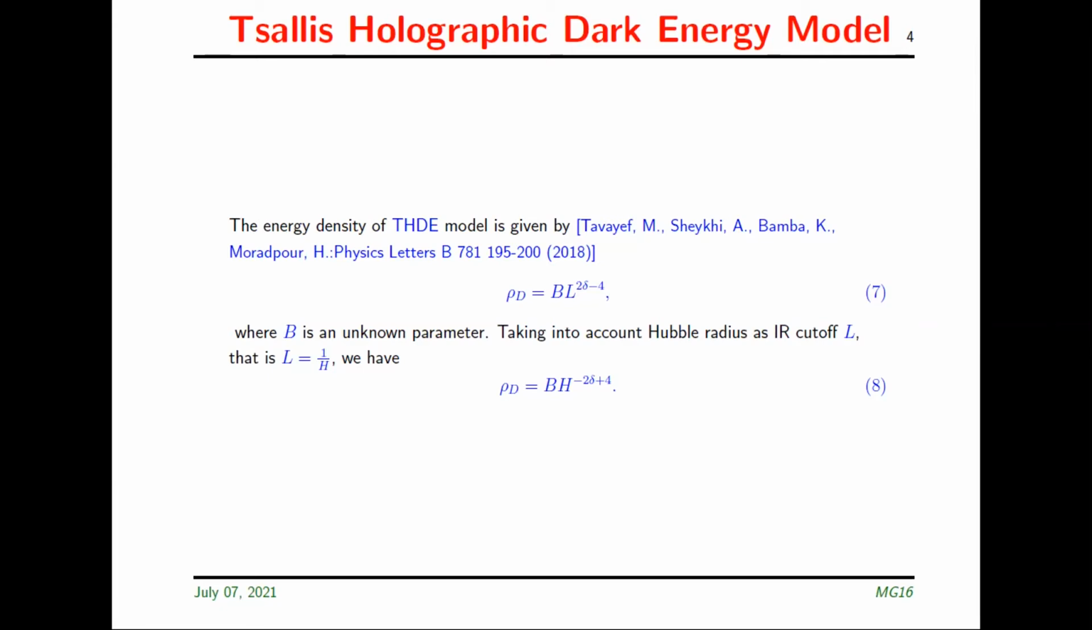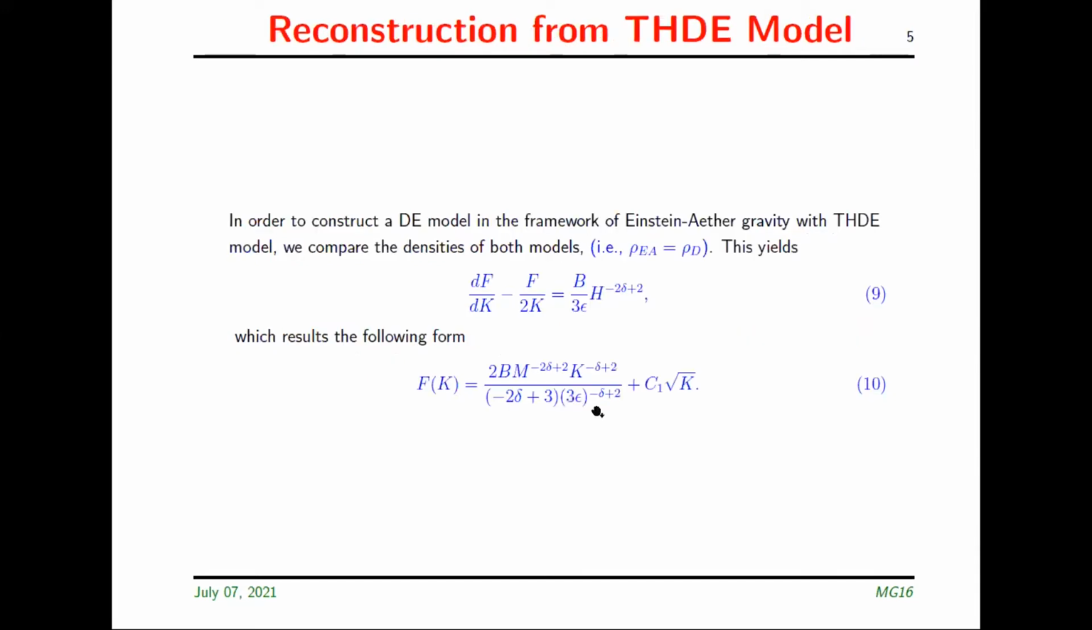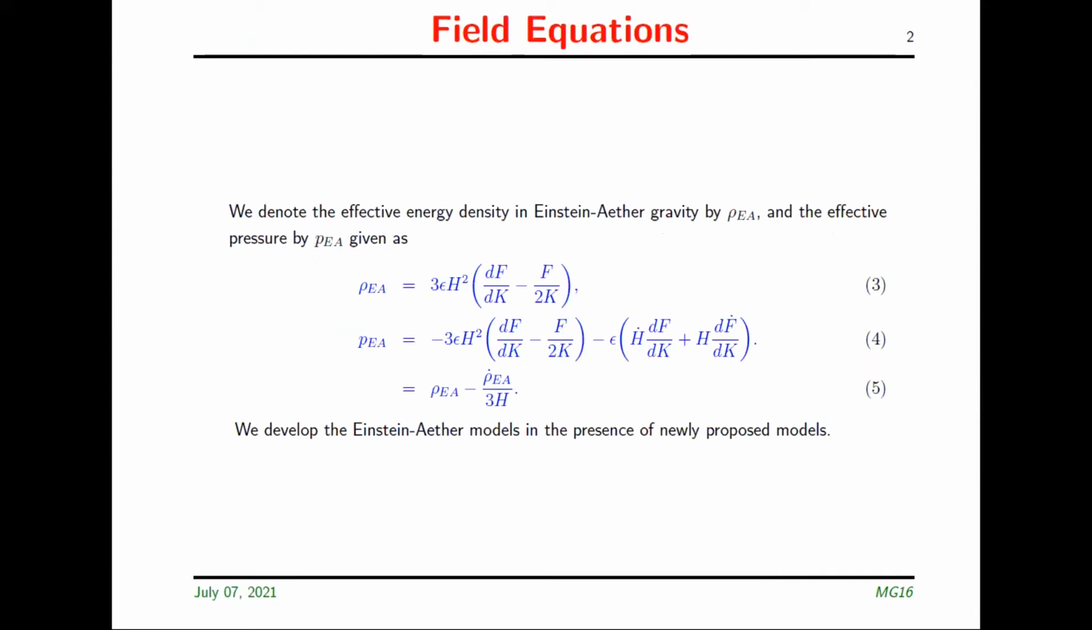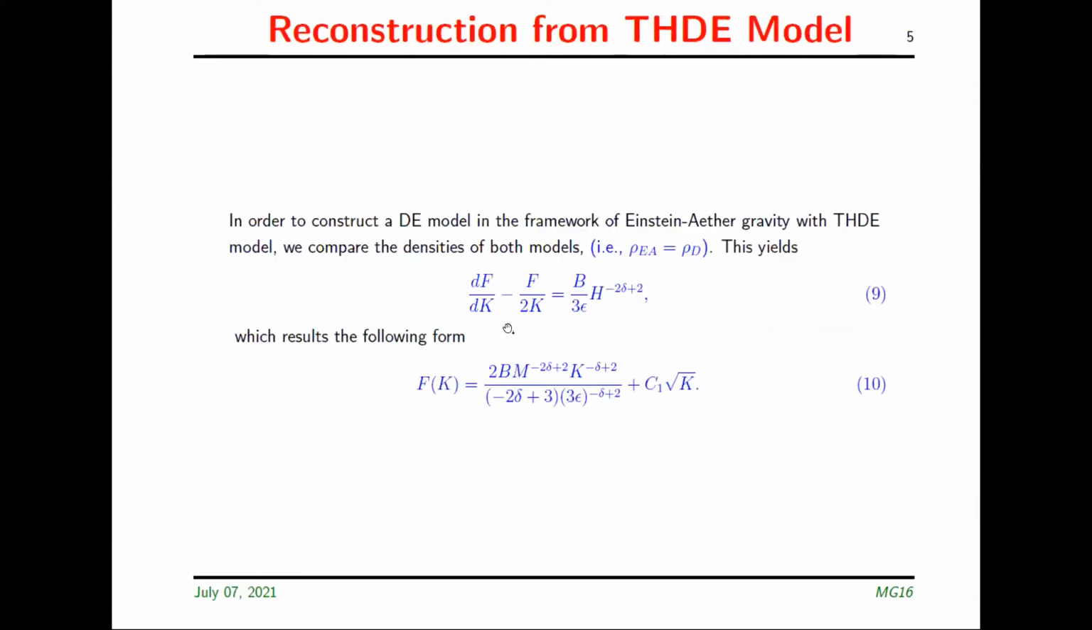The Tsallis model is given here, which is obtained through Tsallis entropy by adopting the procedure of the holographic dark energy model, and it depends upon the IR cutoff. In our model, we utilize the IR cutoff as the Hubble horizon, which is 1 over H. In terms of the Hubble parameter, the energy density becomes this one. And by using this energy density and the Einstein ether energy density, we can get the differential equation, this one, for obtaining the solution in equation 10, where f of K is the solution of the Einstein ether function in terms of K.